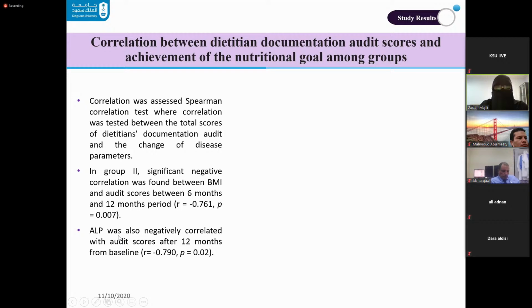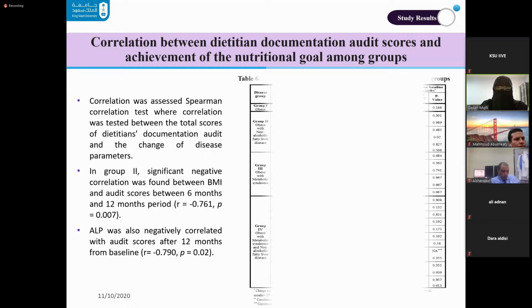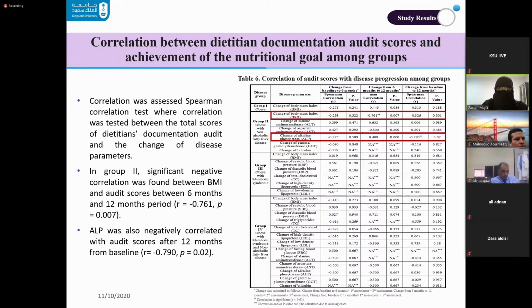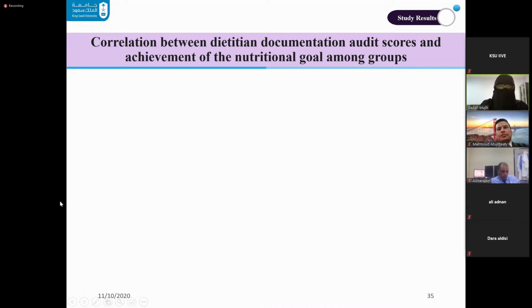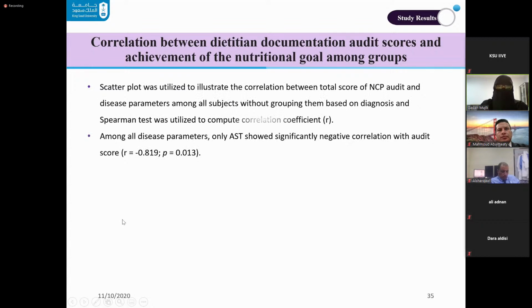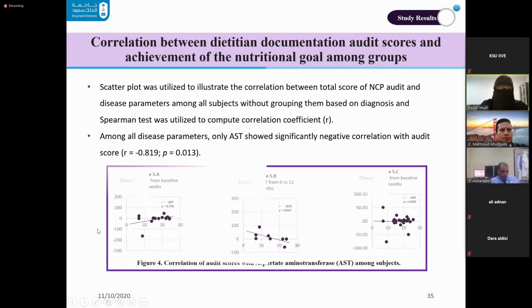When assessing the correlation between dietitian documentation audit scores and the achievement of nutritional goals among groups, we found out that there is a significant correlation between the scores and body mass index in obese patients with non-alcoholic fatty liver disease, and ALP. However, when we did the correlation among all the groups, we found only AST showed a negative correlation with audit scores.